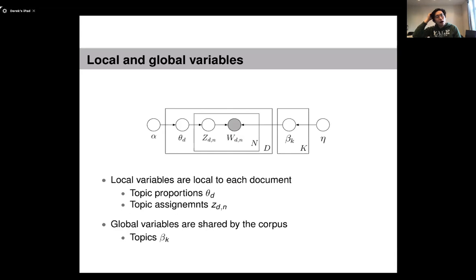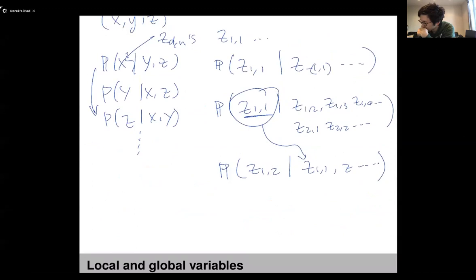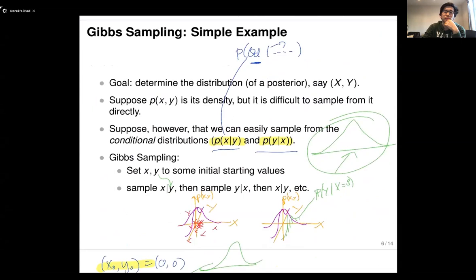Now we're going to wait just, I guess, one more minute for people to trickle in. Okay, I think we'll just get started.